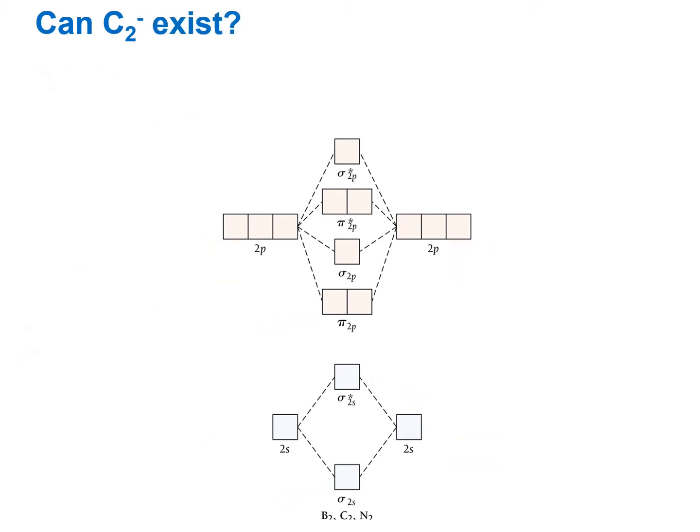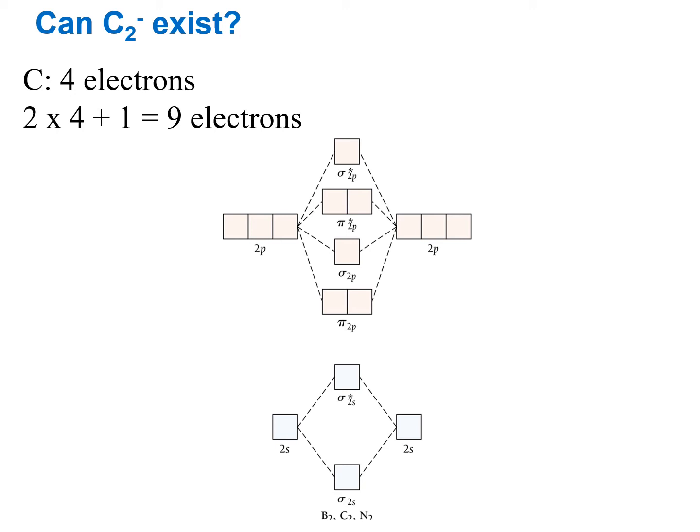What if we have the same molecule except now we have a negative charge? Well, let's run the chart and see what it looks like. So we have 2 carbons, each one bringing 4 valence electrons, and 2 times 4 plus an extra one because we have that negative charge up there. So now we have 9 electrons to find homes for.